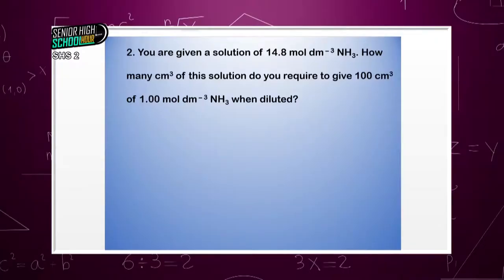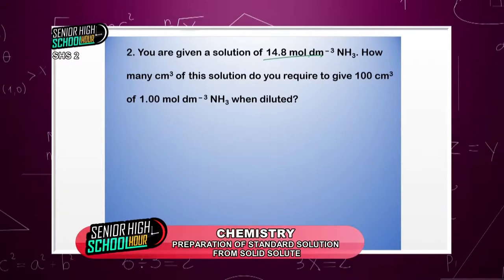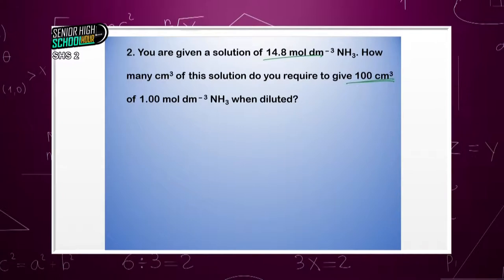So let's look at this one. It's all about solutions, right? You are given a solution of 14.8 mole per dm³ NH3. How many cm³ of this solution do you require to give 100 cm³ of 1.00 mole per dm³ NH3 when diluted? So we have an initial concentration, and then what is required is the final volume and final concentration. What are we looking for? How many cm³ of solution do you require? So we are looking for V1.